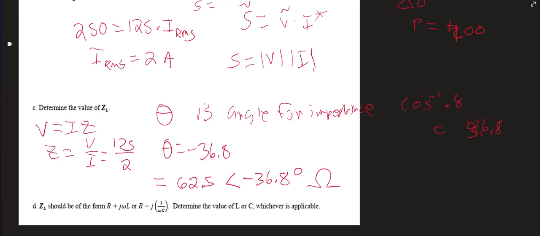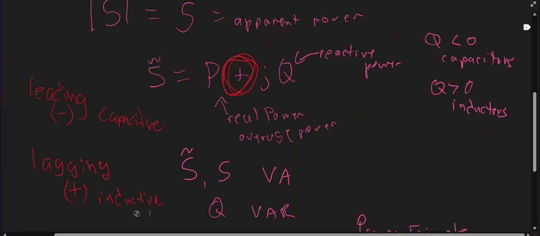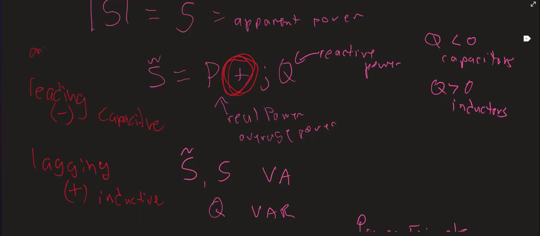ohms. How did you get that angle to be negative? Leading. Oh yeah, right. So when I say leading, that's also negative, capacitive. This is also the angle for the impedance. So once you find that theta, it is also the angle for the impedance. And then it is the voltage minus current. Do you have a question?